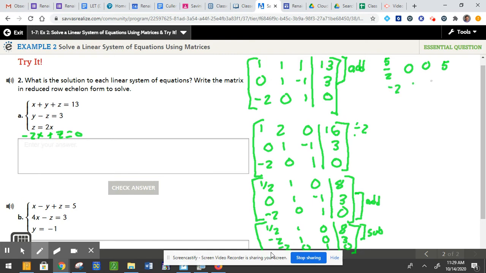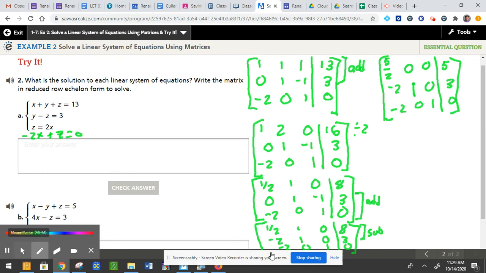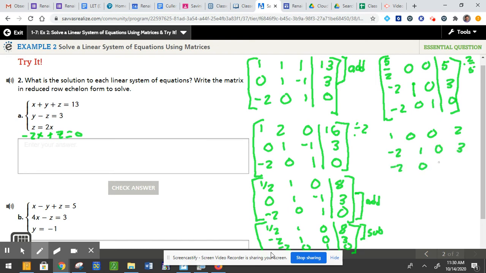So negative 2, 1, 0, 3. And then negative 2, 0, 1, 0. Now, in order to get that to be back to a 1, I'm going to multiply everything by 2/5 in that row. So now I've got 1, 0, 0, 2, and then it's negative 2, 1, 0, 3, and then negative 2, 0, 1, 0.